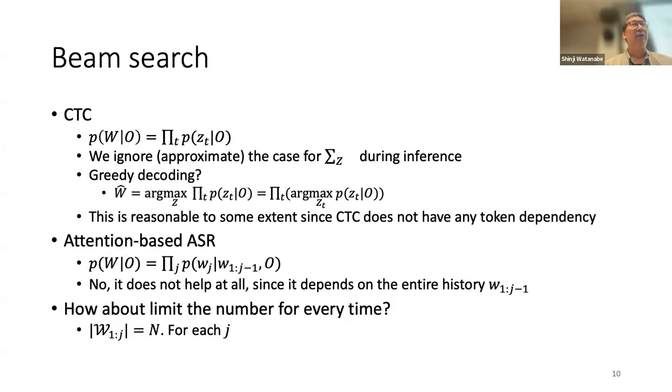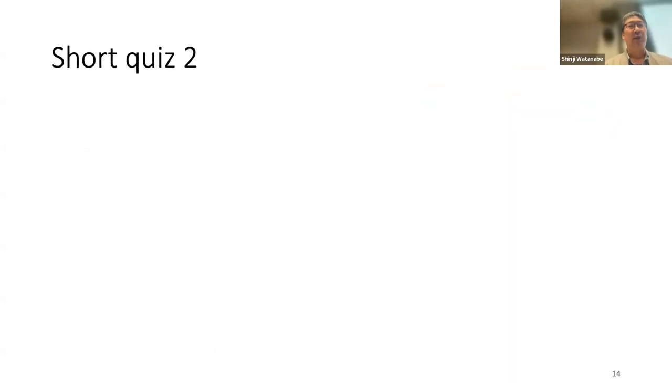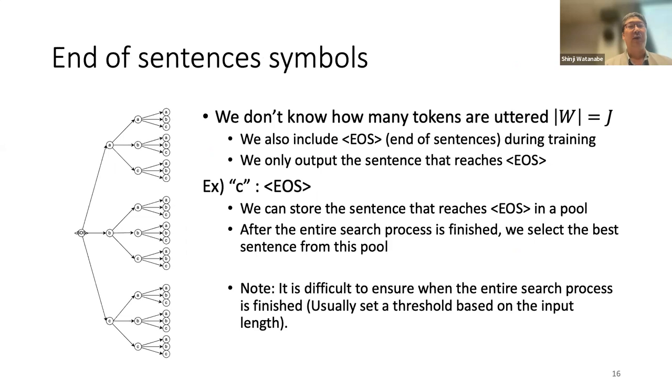There are a lot of ways to find the end position in the search, but one approach to stop the search is to include the end of sentence symbol as part of our prediction. For example, take tokens like A, B, C, and let's say B is the end of sentence. If the model predicts this one, we can consider the hypothesis stopped.